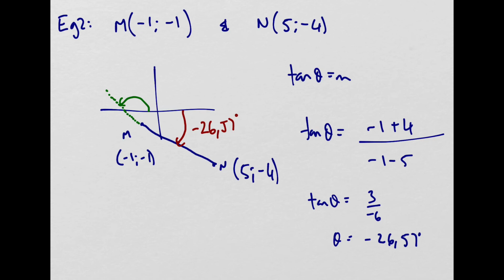That's what that represents. But we don't want a negative angle. We want a positive angle. So in other words, this straight line that you can see me moving my cursor along from left to right has the same angle of inclination anywhere it is on the Cartesian plane.